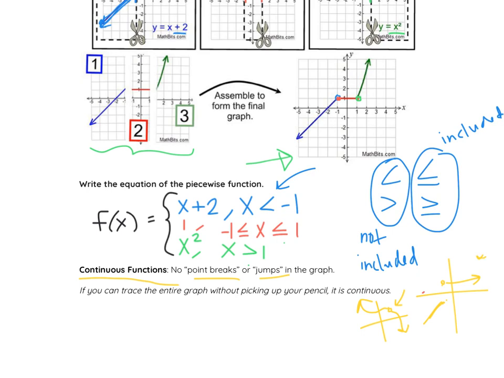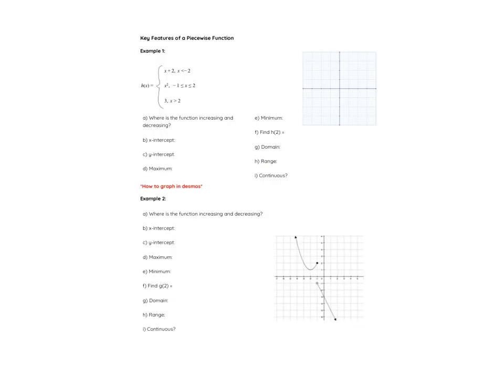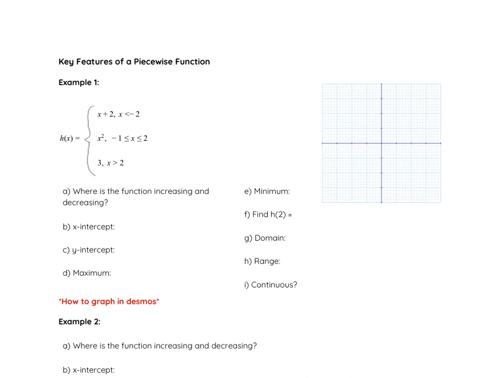To determine whether or not a function is continuous, if you trace it without picking up your pencil, then it's continuous. If you have to pick up your pencil, then it is not continuous. So for example, this one is continuous because I can trace the whole thing without picking up my pencil. There wasn't an open circle or a jump. It's a continuous function. So let's look at some examples of piecewise functions and finding the key features of them.